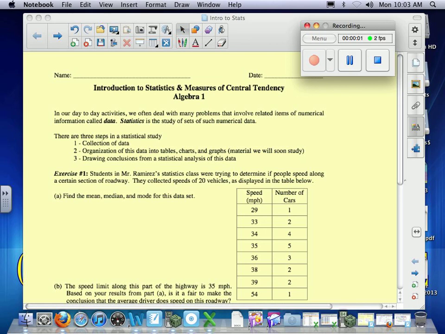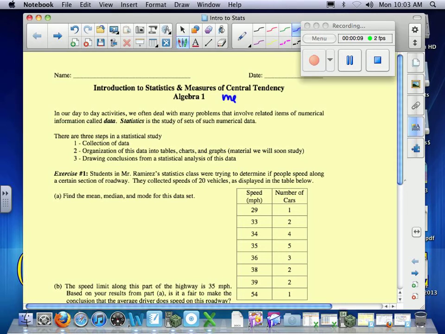All right, let's jump into Introduction to Statistics. Measures of central tendency is just a fancy way of saying mean, median, and mode. Those three terms are how we measure where the center of a set of data is. And as we go through this, we'll talk about what mean, median, and mode are.